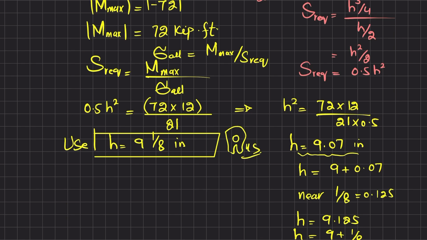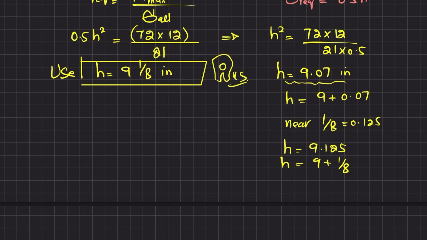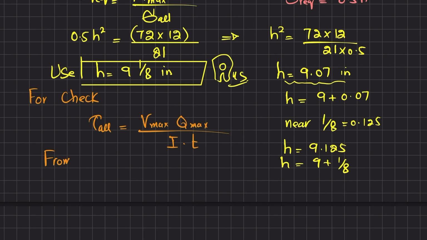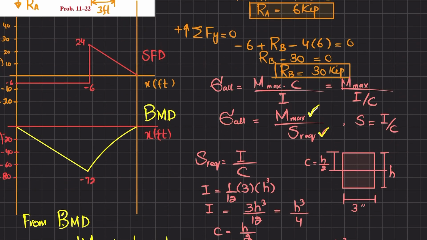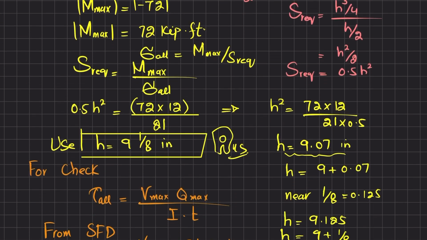Now we will counter check it with the shear force. So for checking, we'll check it with allowable shearing stress is equal to V max into Q max divided by I into T. So V max from shear force diagram, you will get V max is equal to 24 ksi. Let me show you. You can see the maximum stress is 24 ksi.